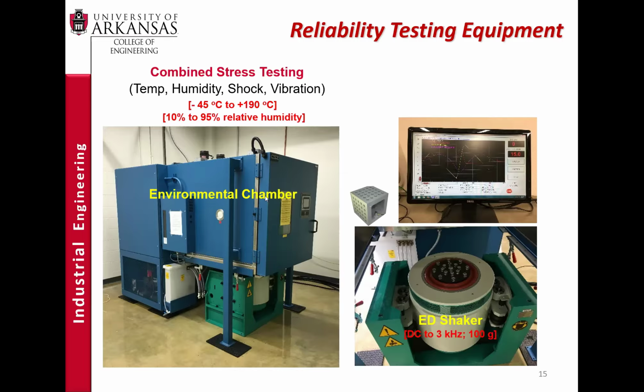On the right-hand side, this is called an ED shaker, which creates the vibration, and you have a monitor there. You can change the setting of the vibration. For instance, you can do a random vibration. You can do a cyclic vibration, a sinusoid or some other pattern of vibration. It just depends on the shaker's capability. This is just in case some of the audience has never seen reliability testing.